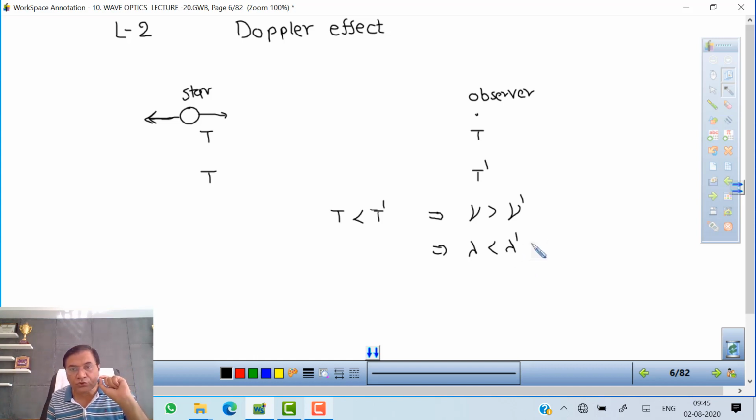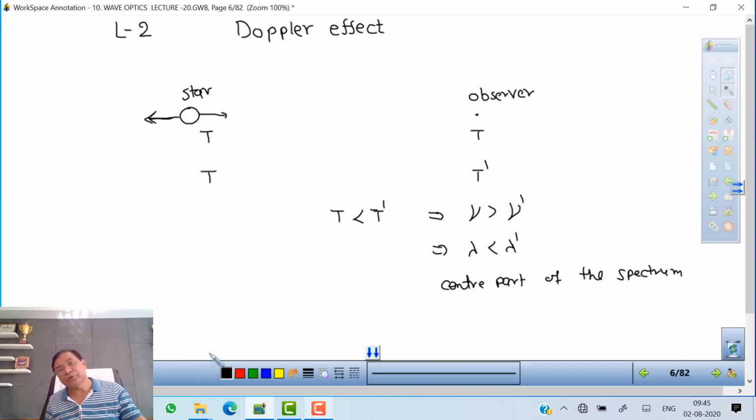And because of this, the center part of the spectrum, let me also talk a little about what a spectrum is. When light passes through a prism, you find 7 colors. It is called the spectrum. VIBGYOR. You must be knowing this.